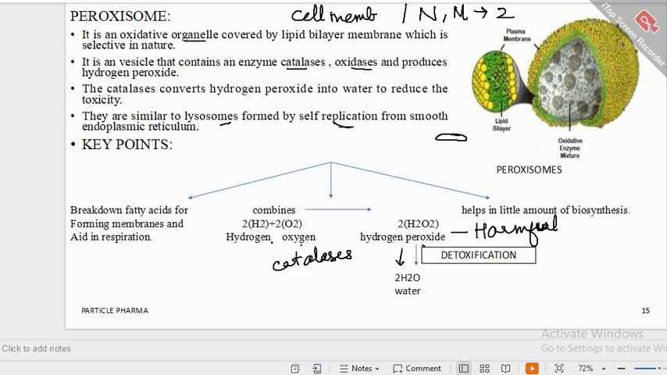So the smooth endoplasmic reticulum, which has a cis face and a trans face, they will enter through the cis face and leave through the trans face. The functions of peroxisomes are that they break down fatty acids, form membranes, and help in respiration, and we have already seen the conversion of hydrogen peroxide into water. It also helps in a little amount of biosynthesis, I can say, not complete.